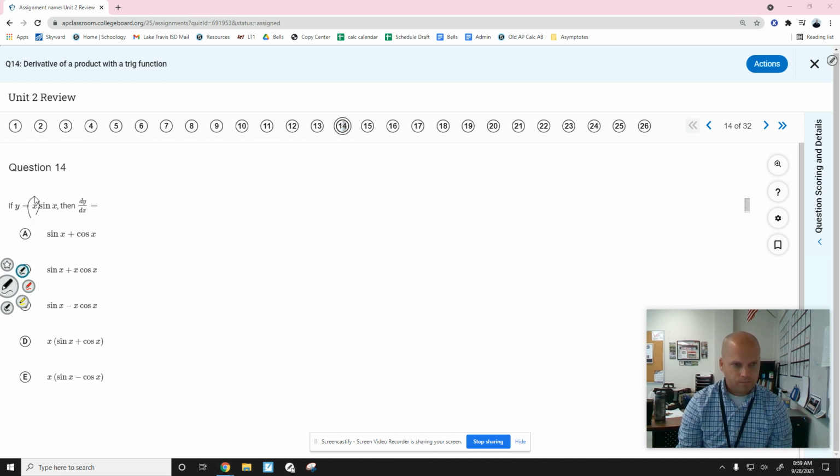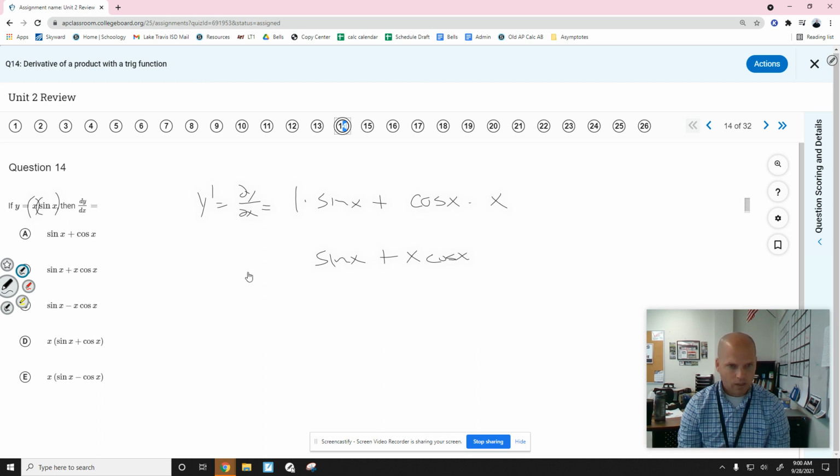Product rule. Y prime is the same as the notation dy dx: derivative of the first times the second, plus the derivative of the second times the first. Reorder things however you want. You can put the x in front of the cos x. Don't multiply this x by this x. And you see it right there. And if you want to reorder things, so x cos x is in front of the sine x, it's like x cos x plus sine x. Maybe you have to do that, but I can see my answer right there. So that's it.